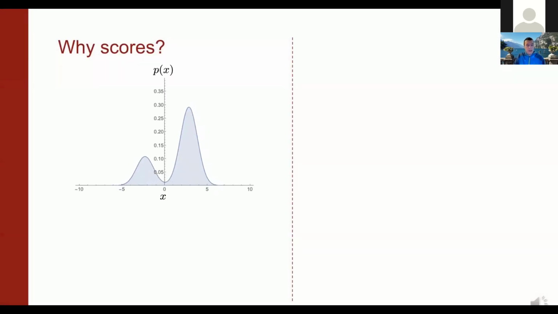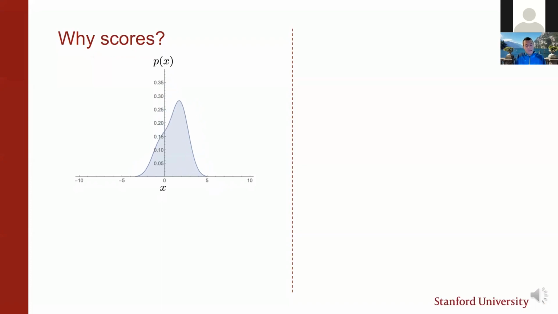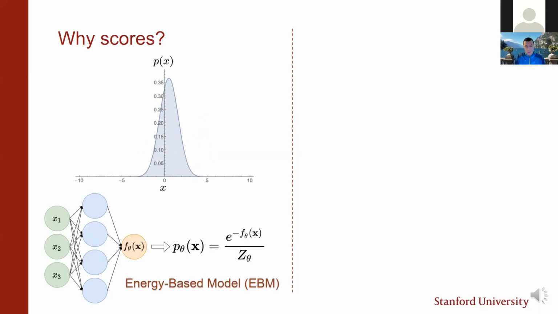Okay, this is better. Why do we want to use scores? Well, as we discussed before, we want to model a probability density function, which for every x tells you the probability. We want this probability density function to be as expressive as possible. We want it to be a complicated function, but it has to be normalized. And what this means is that the area under the curve has to be 1.